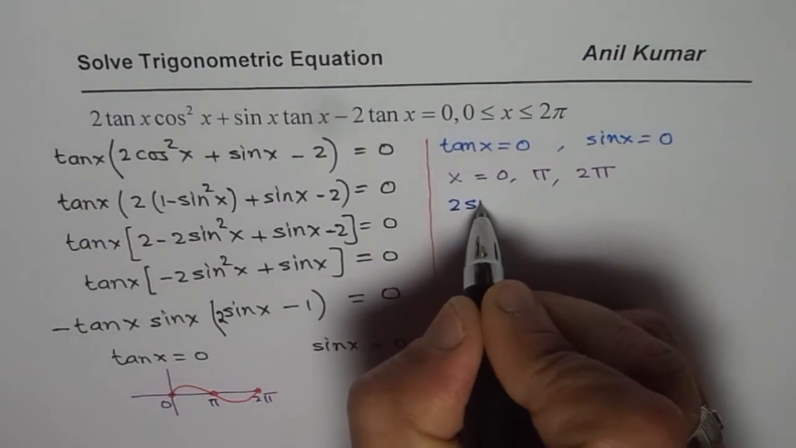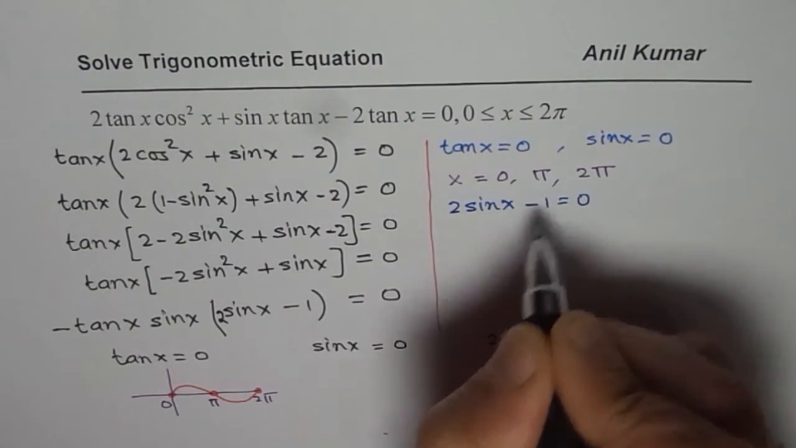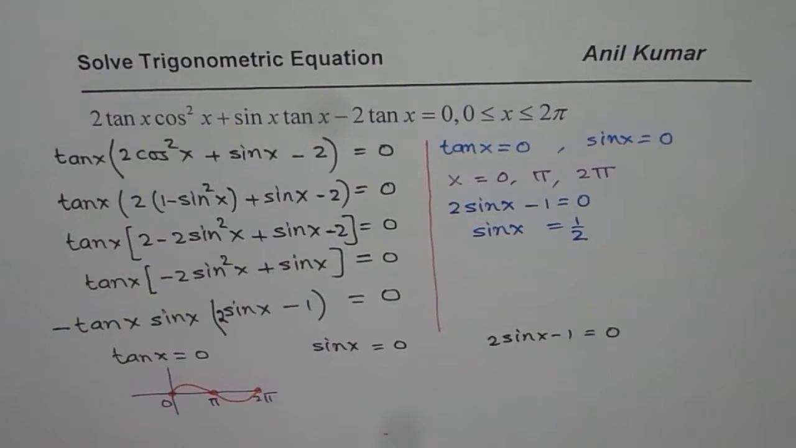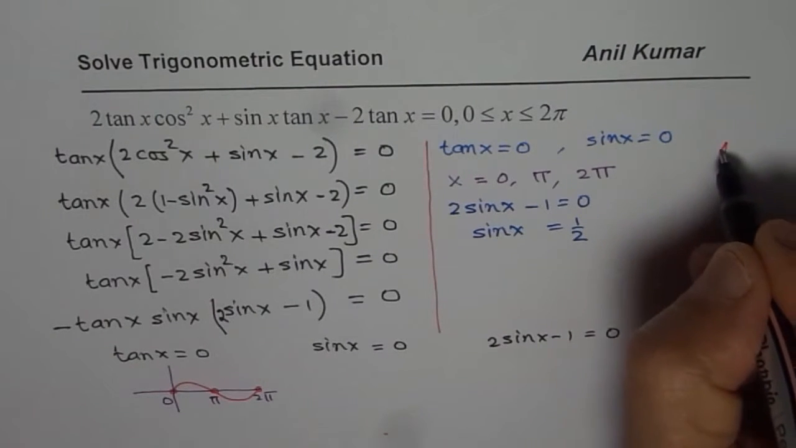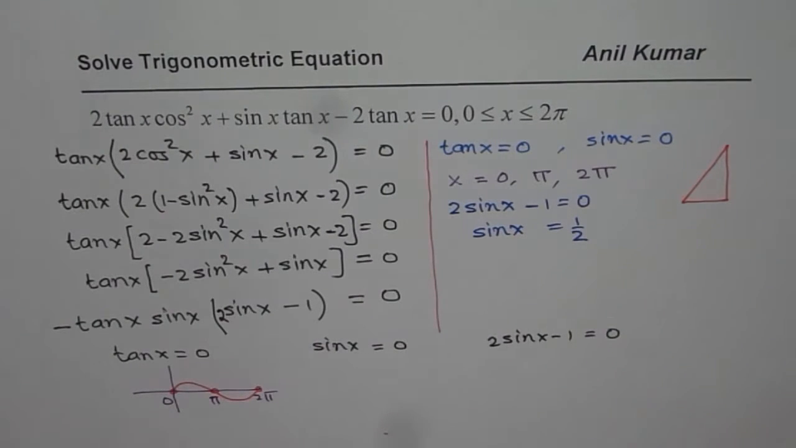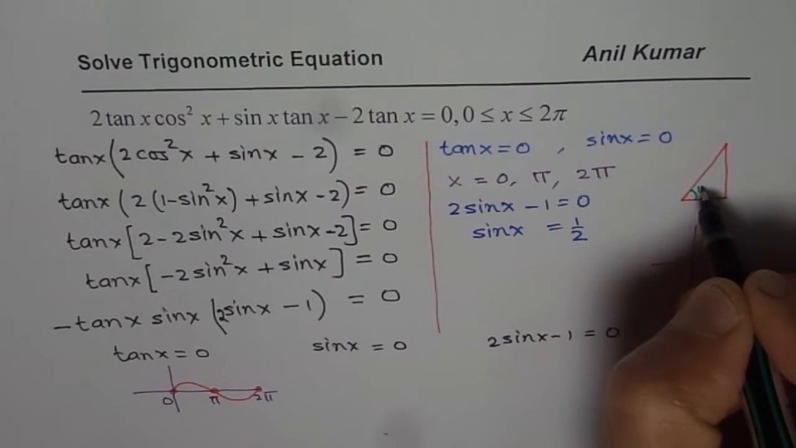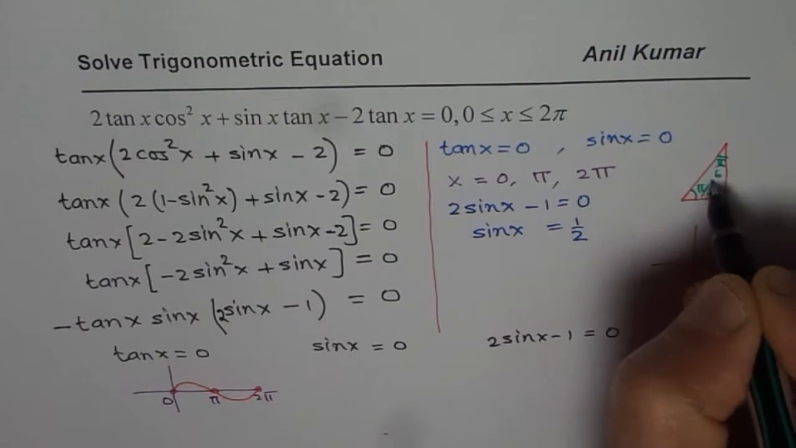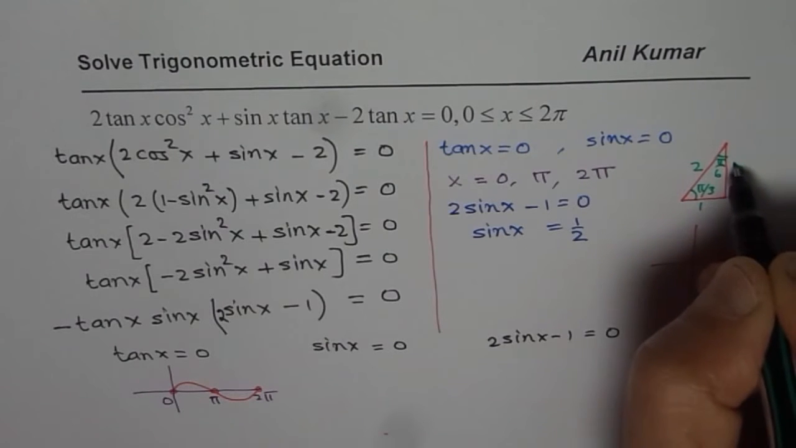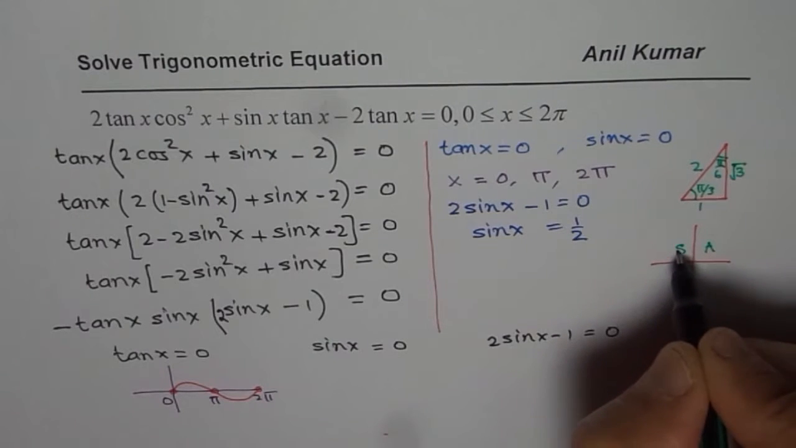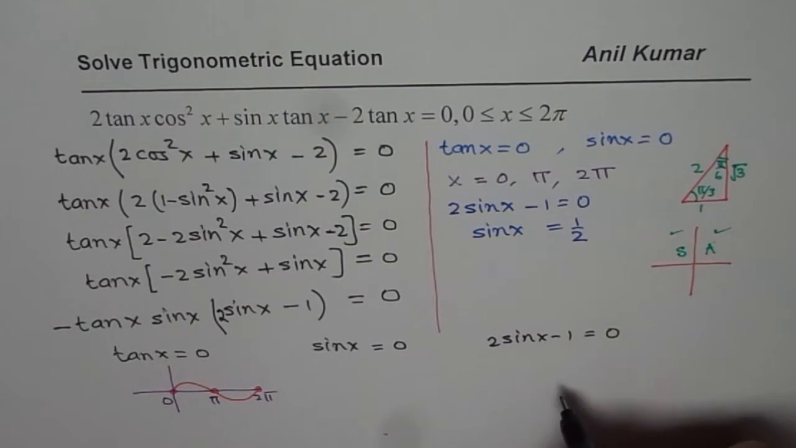So let me write here 2 sin x minus 1 equals 0. That means sin x is equal to half, right? Now when is sin x equal to half? To find that, you can always use your calculator and find the reference angle. The idea here is we'll work in this fashion. We can look into our special triangle, which is pi by 3, pi by 6, with sides 1, 2, and square root of 3. Now sin x is positive half, that means the all and sine quadrants. So these are the two quadrants in which we are looking for a solution, right?